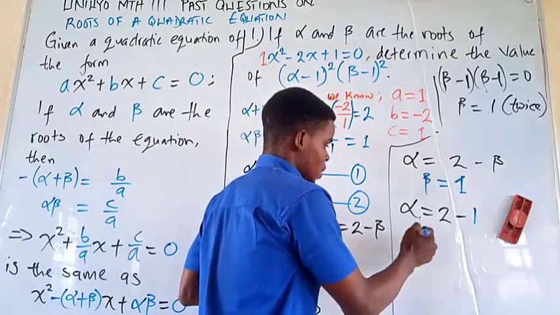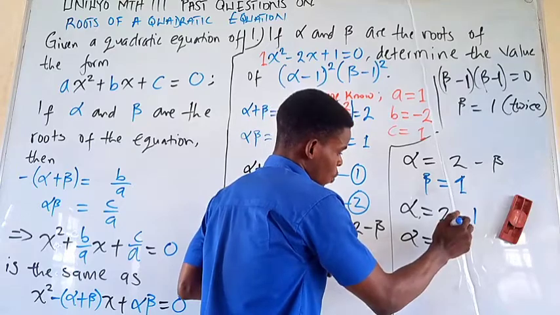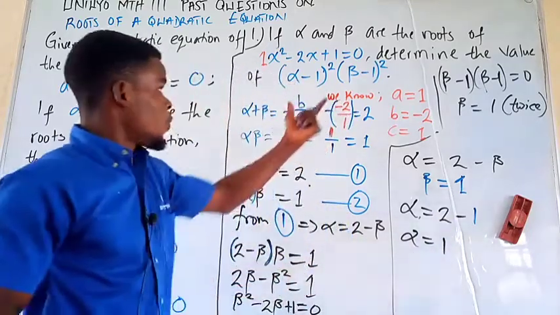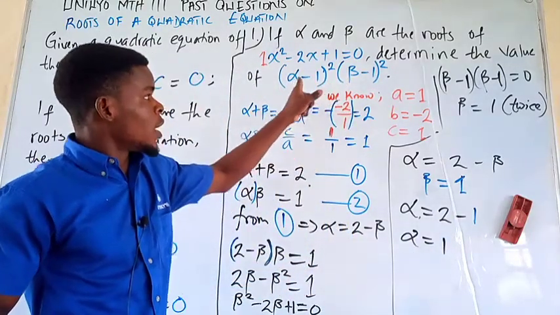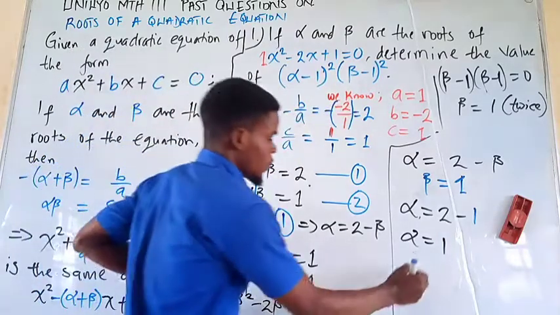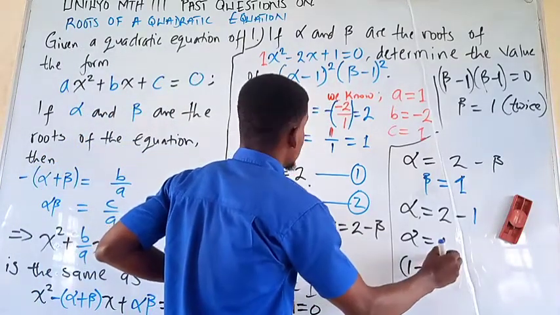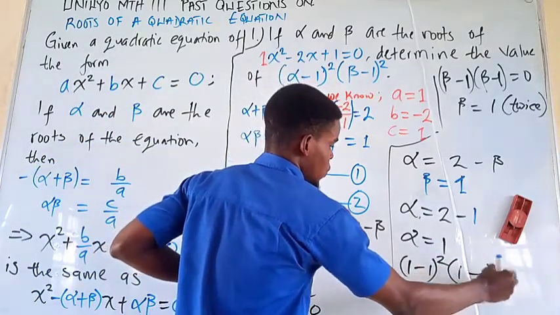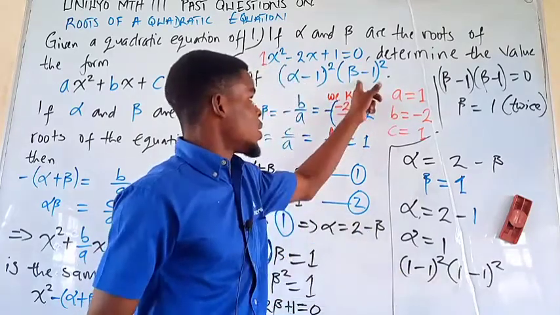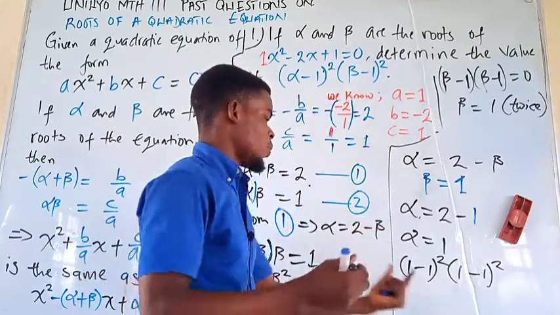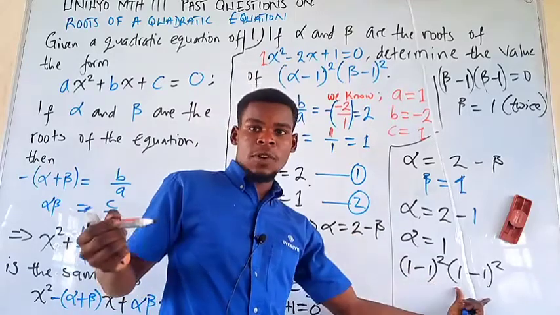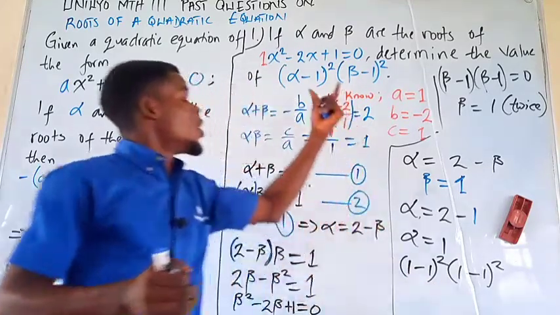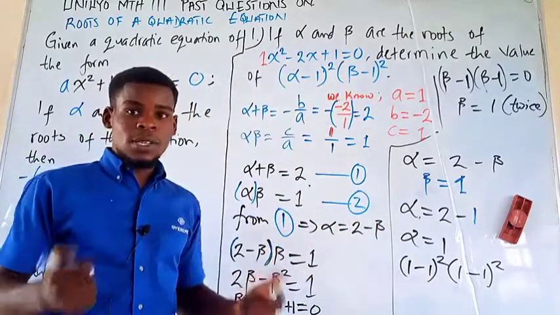And what do you see? Alpha is just 1 as well. So plugging them into this, we're going to have 1 minus 1, and we square that, times 1 minus 1, and we go ahead and square that, where alpha and beta are 1. So we just substitute those values backward. So here we're going to have 0, and here we're going to have 0. So that means that the result from this expression is just equal to 0.